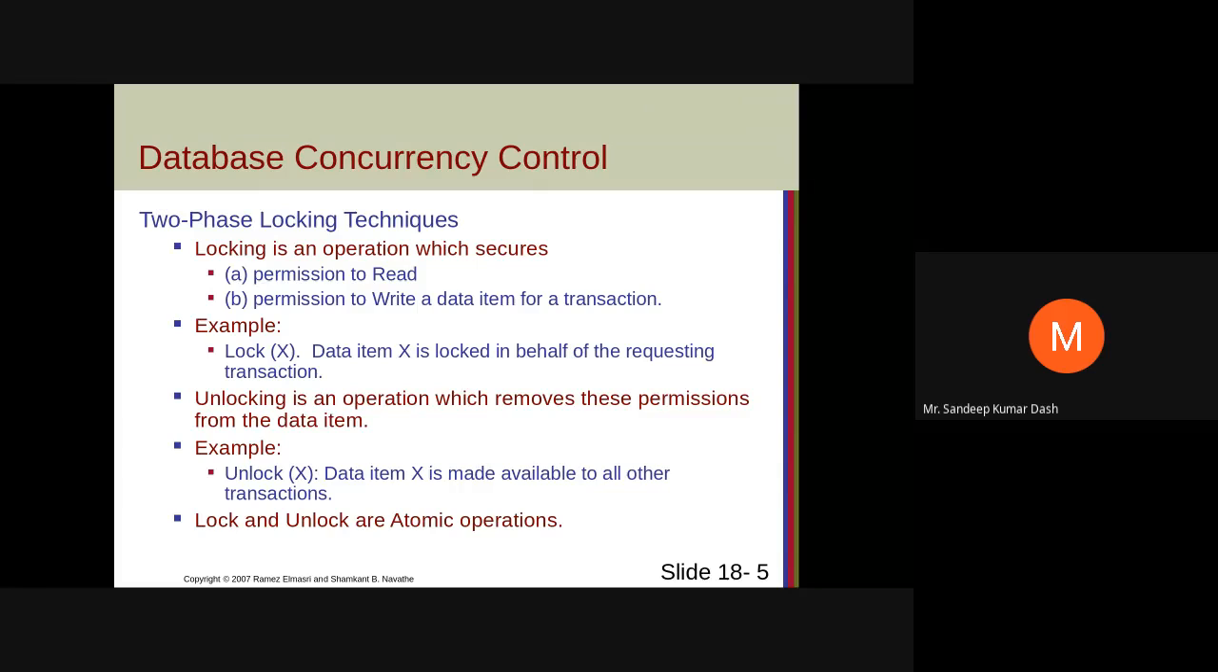You might remember from the operating system concept, or operating system is in this semester. Yeah, this semester, no? You might have read about semaphores. Semaphores. Okay.